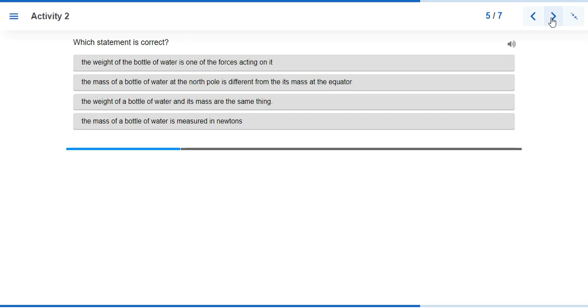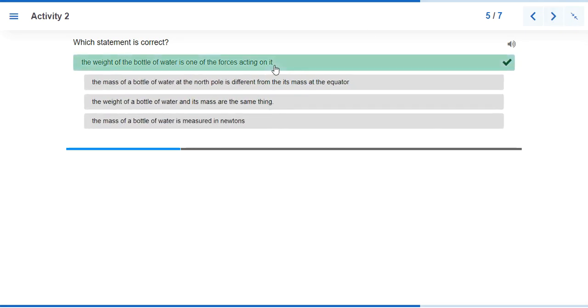The mass of a bottle of water at the North Pole is different from its mass at the equator. This is not so, because mass is constant; the mass of a body is constant at all points on the Earth's surface. Now, the weight of the bottle of water is one of the forces acting on it. Yes, because weight will always act downward. So the weight of the water is one of the forces acting on it. Let's see. Correct.